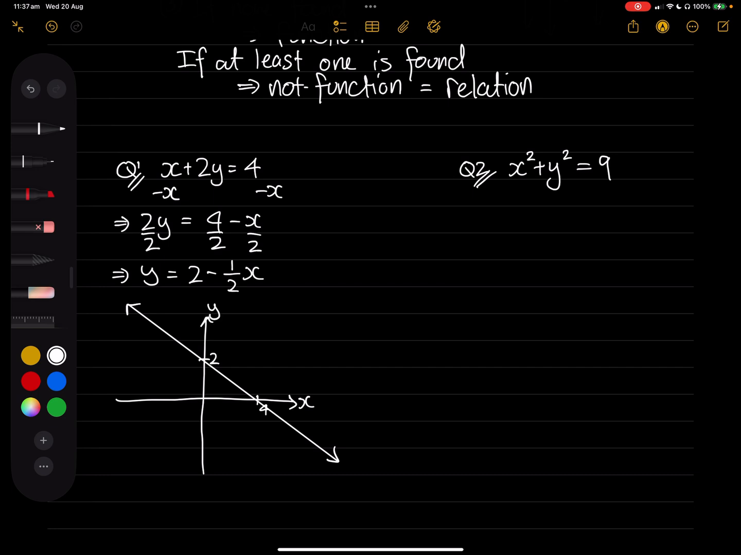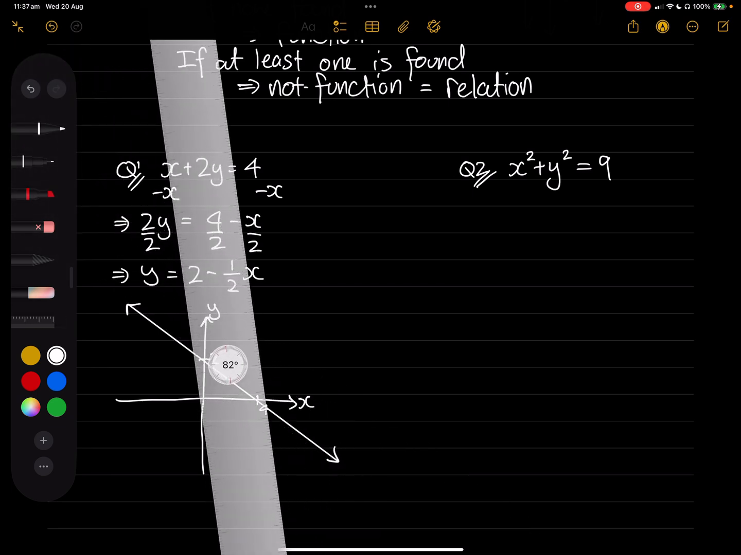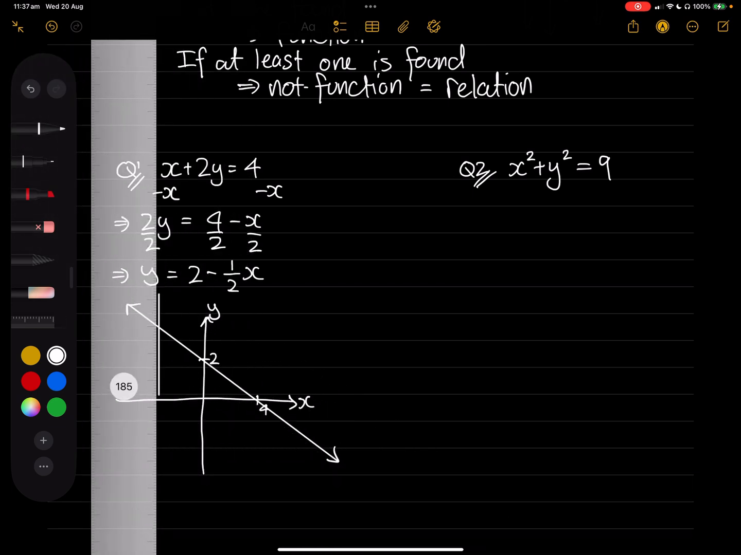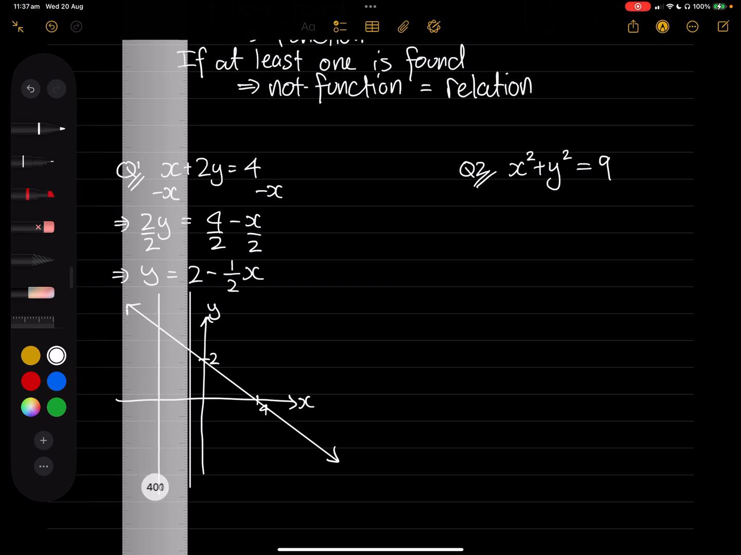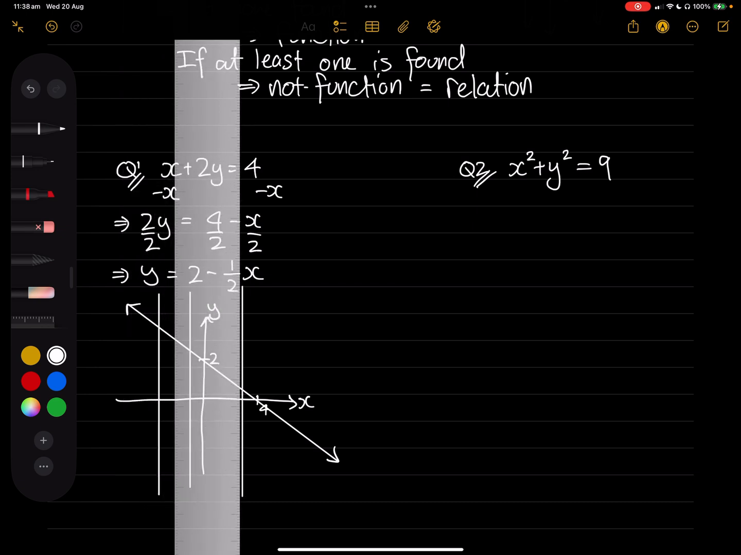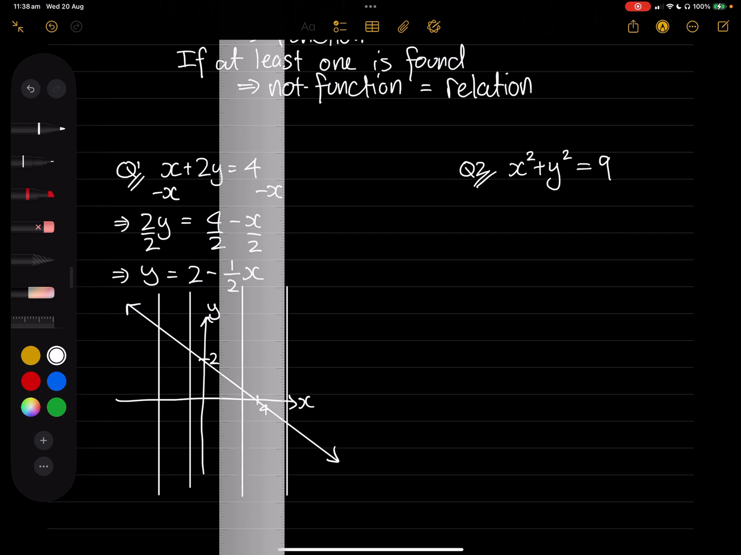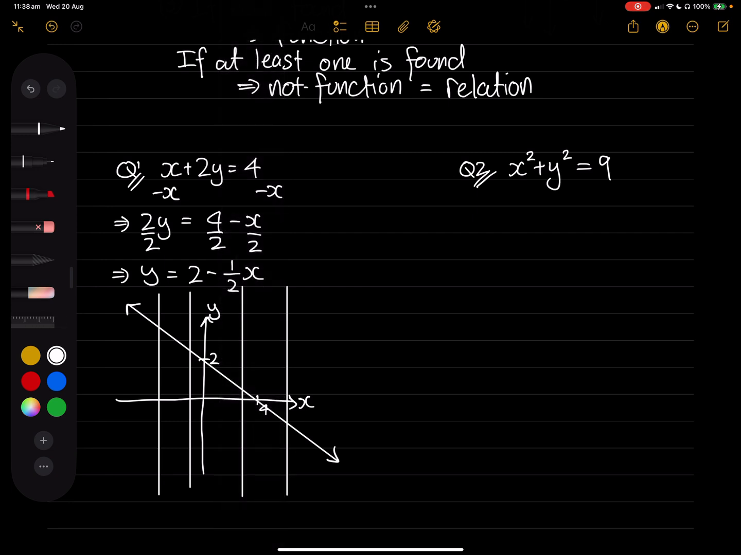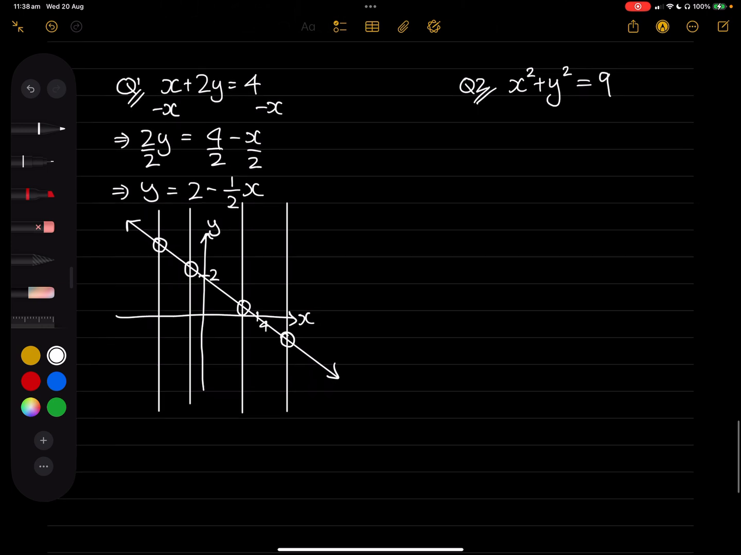So let's do our vertical line test. Get our ruler. We can say, okay, vertical line here, maybe a vertical line here, vertical line over here. That's probably enough. So we have one intersection on this one here, one here, one here. And in fact, no matter how many of these lines we did, we would find that diagonal lines only have one intersection on each vertical line. So this actually is a function.